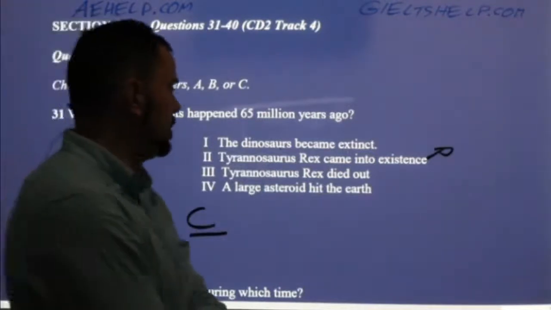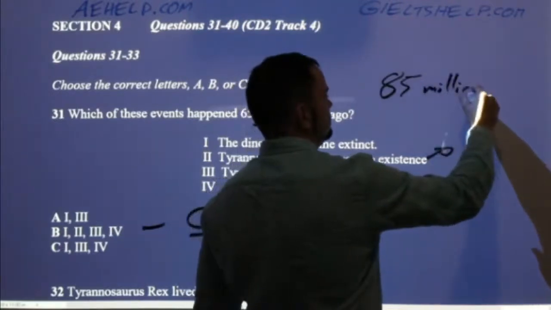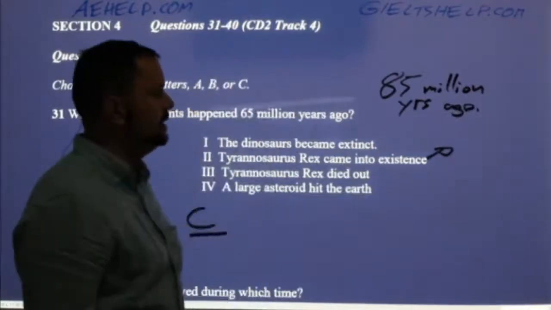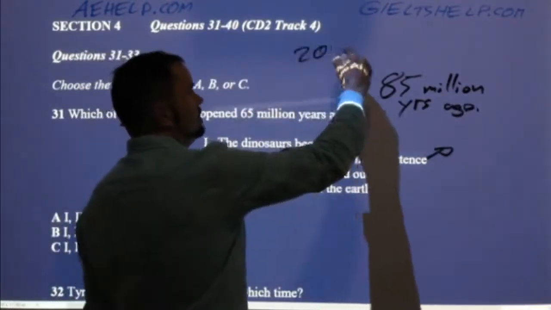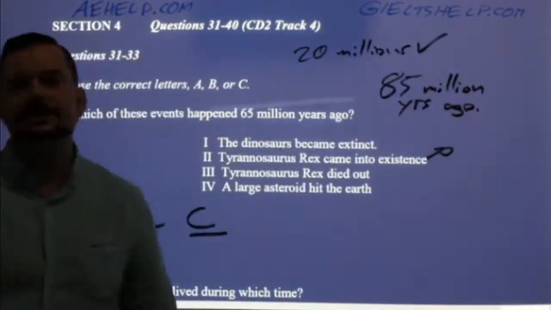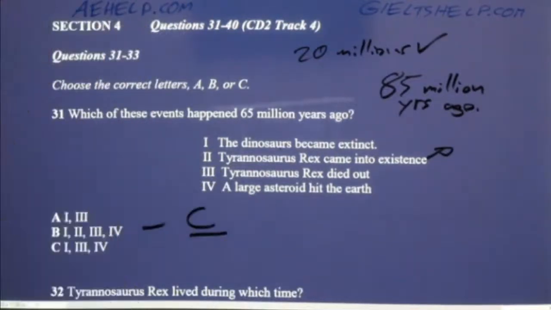Arwin, very good. Arwin says 85 million years ago. That means that T-Rex was around for about 20 million years. Wow, good job, T-Rex. We've got some catching up to do. T-Rex was around a lot longer than humans. So 20 million years. Yeah, so that's when T-Rex came into existence. So 2 cannot be a part of the answer, so 1, 3, and 4, C.